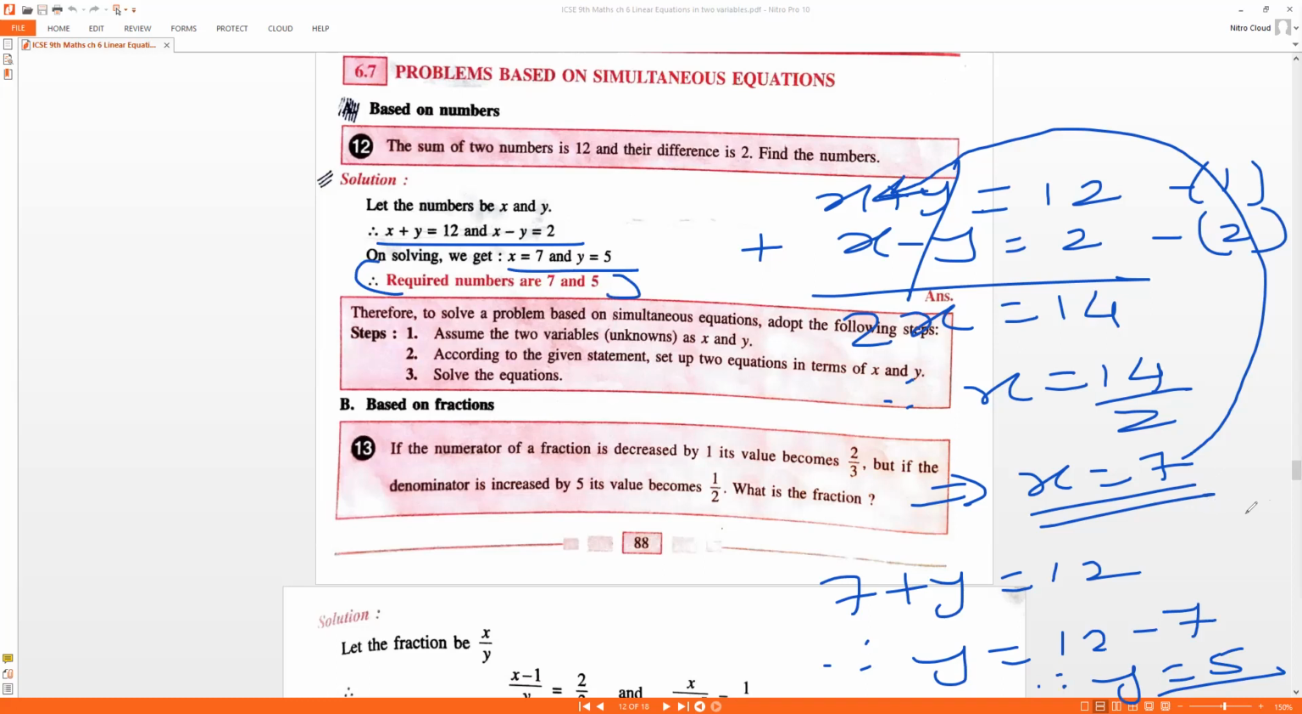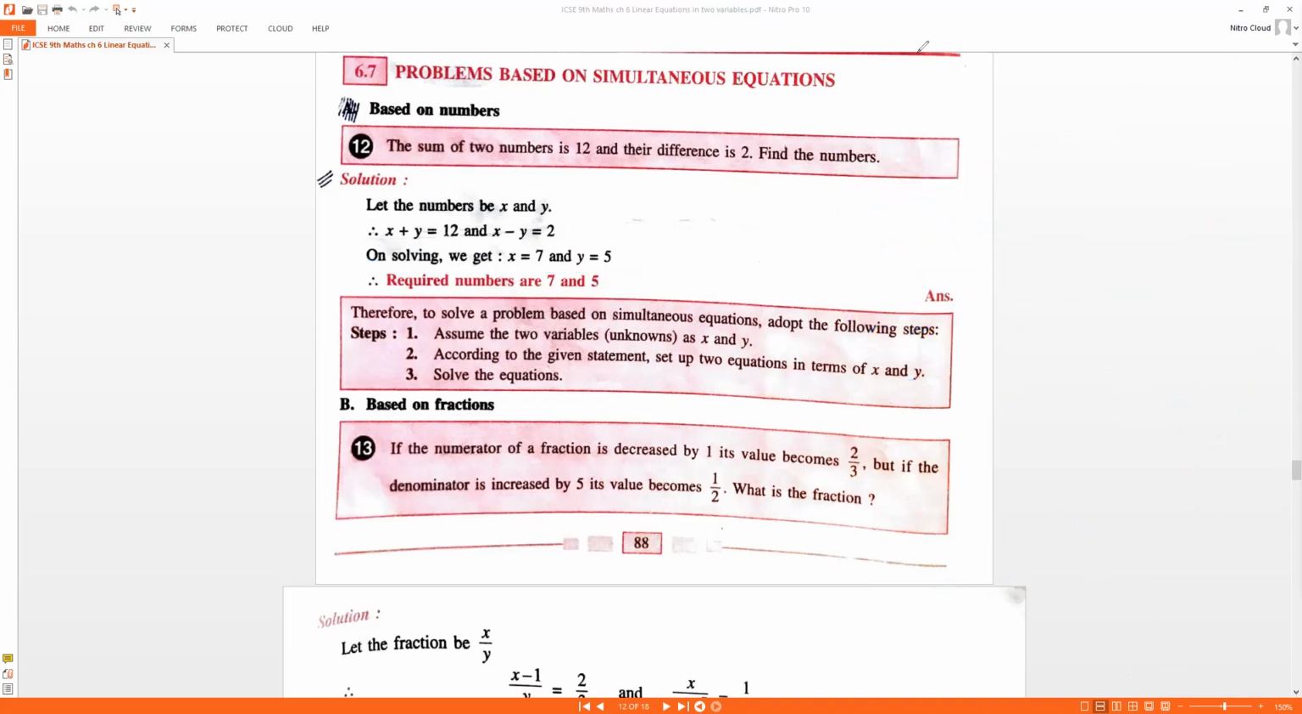Somebody will assume p and q. Somebody will assume a and b, right? Are you understanding what I'm trying to say? Do you get my point? Yes. Okay. So don't write x and y. You are assuming that the numbers are x and y. So the final answer should be in words. A simple statement: required numbers are 7 and 5, or the two numbers are 7 and 5. This way you have to do it. Is that clear? Okay. All right.